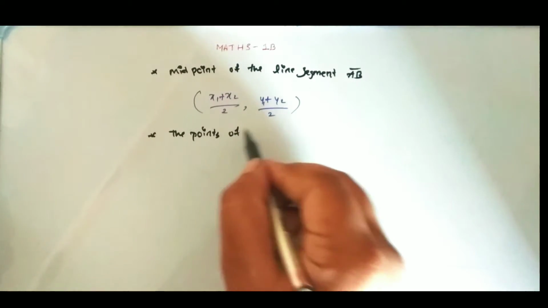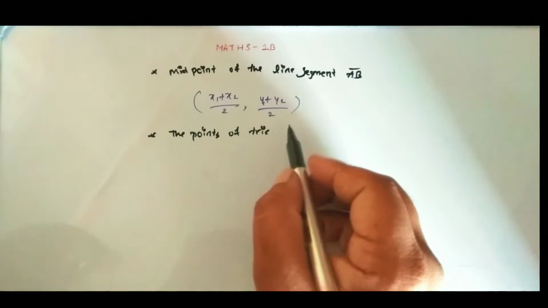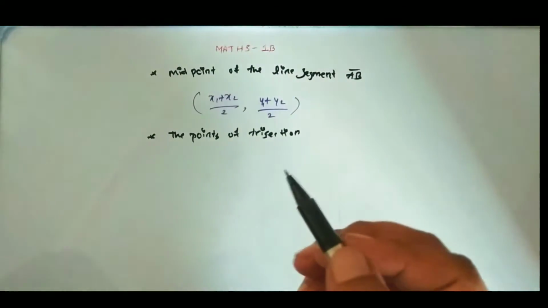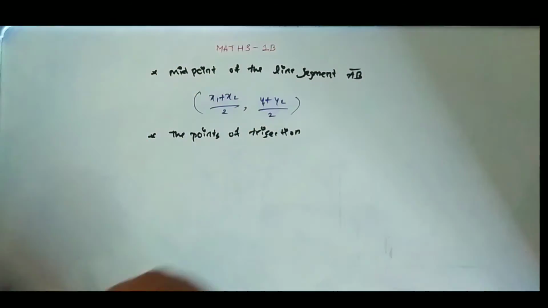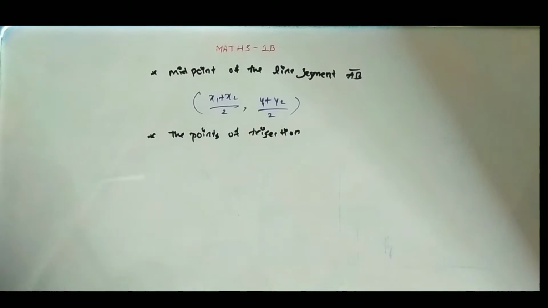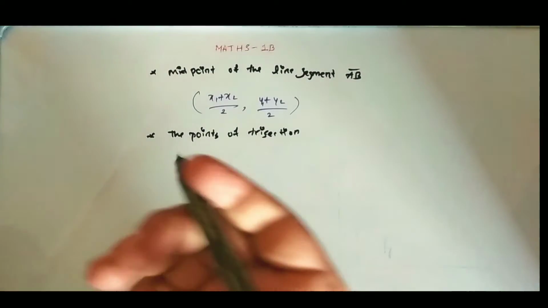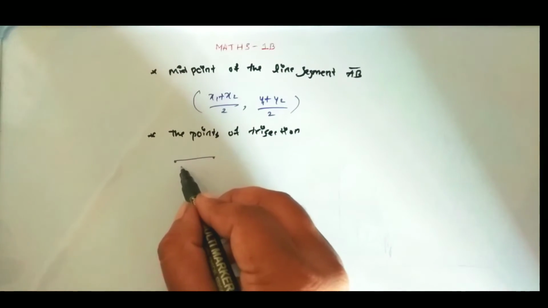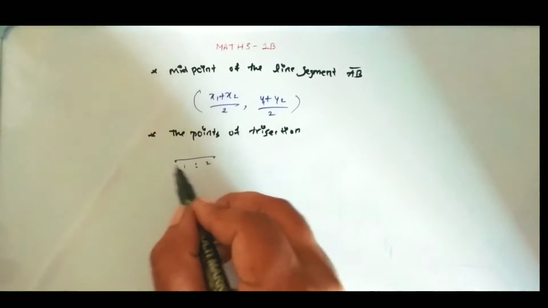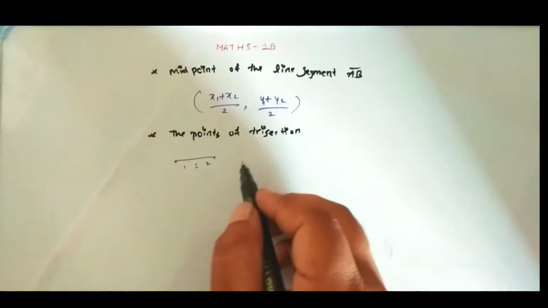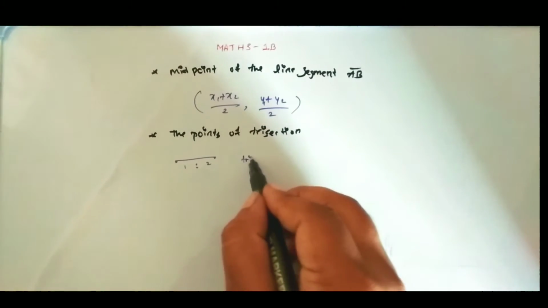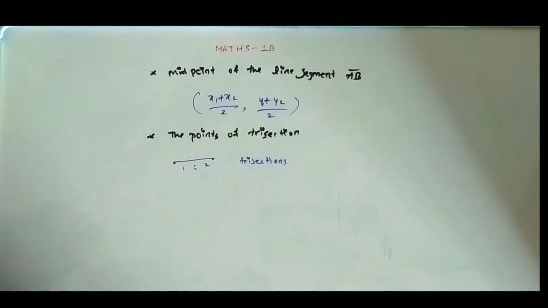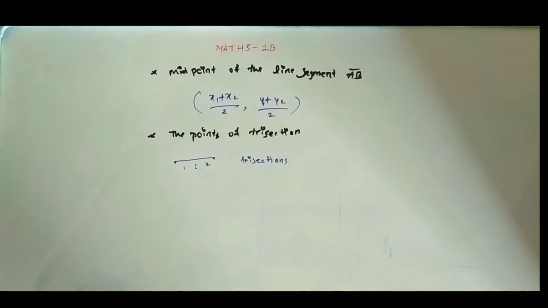The next one, points of trisection. Trisection points are the points which divide the line segment in the ratio of 1:2 or 2:1. So the line segment is divided into two parts, 1:2 or 2:1. So these are called points of trisection.